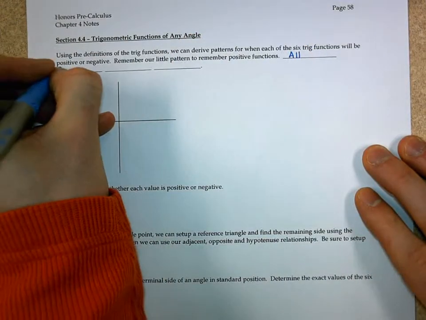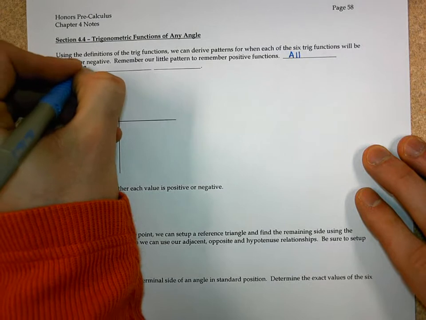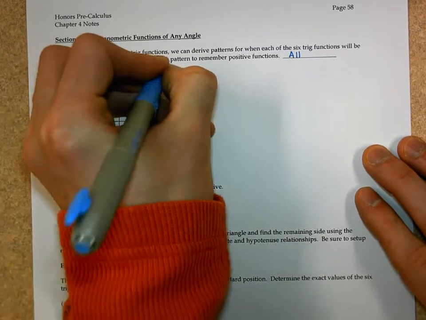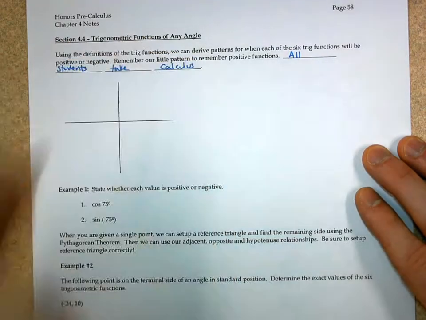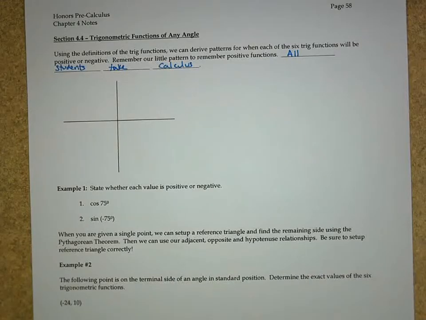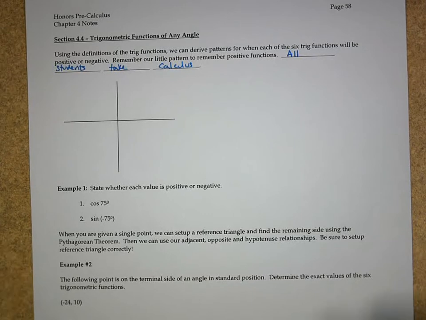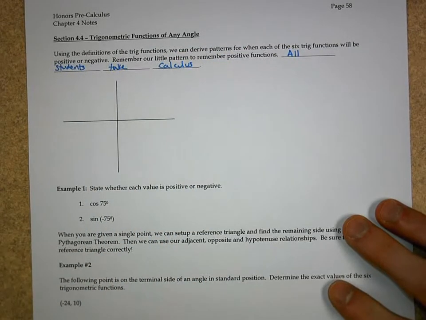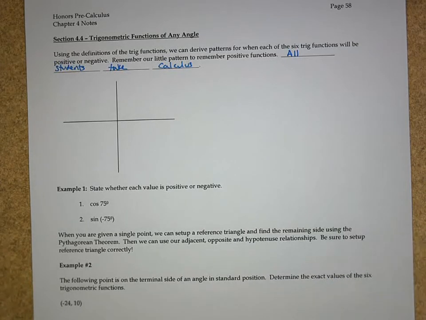And it's that: all students take calculus. All students take calculus. And what this is saying is that if I look at the first letter of each word, that is going to tell me which trig function is positive in which quadrant.